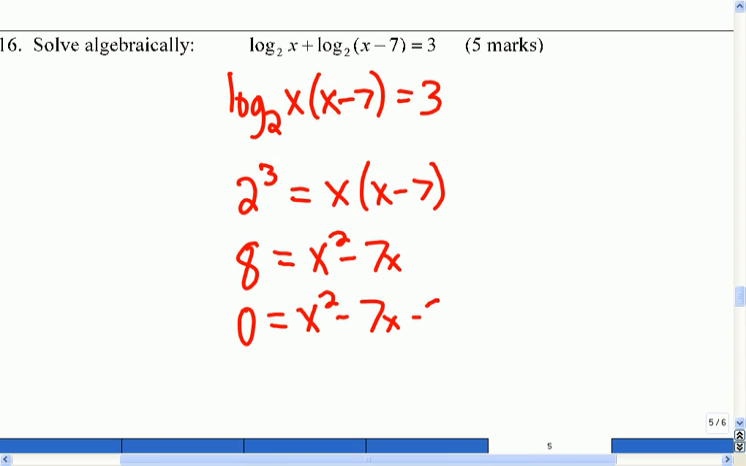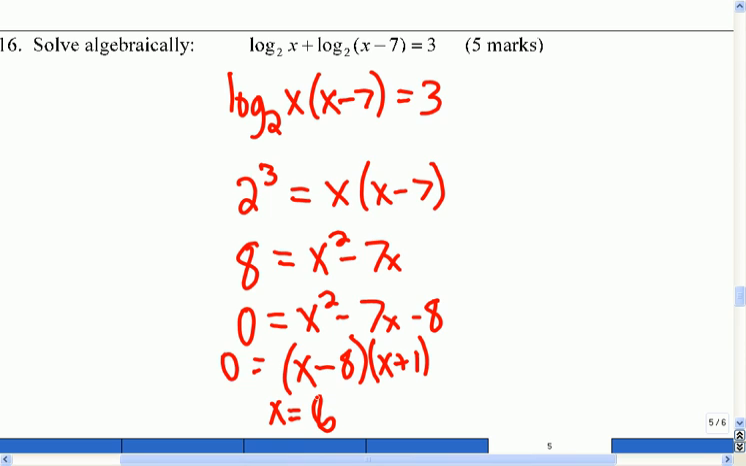And I end up with x could be either 8 or -1. If I double check, -1 won't work up here, so I can immediately reject it. 8, however, works there. It also works there, so the answer is x equals 8.